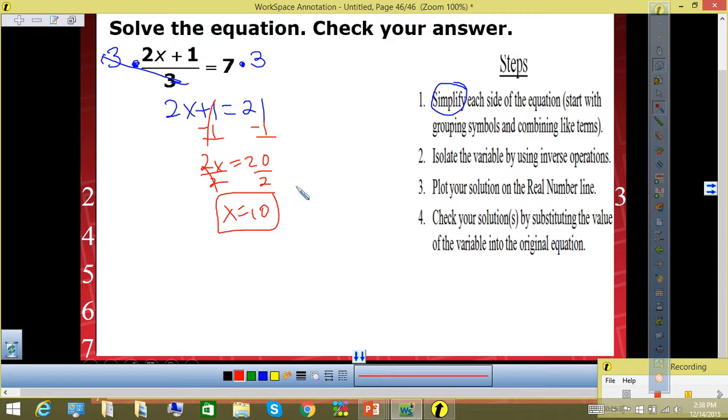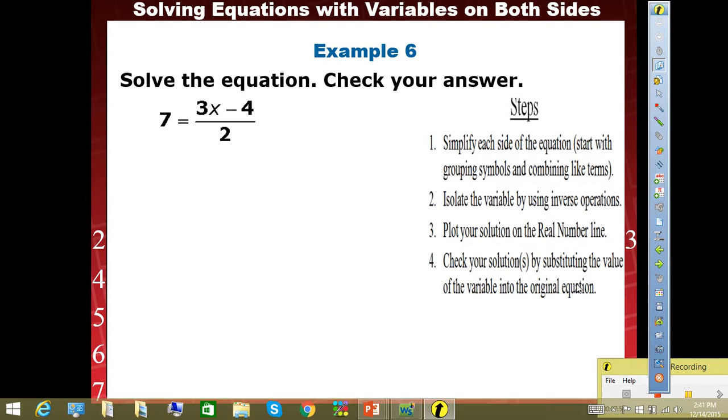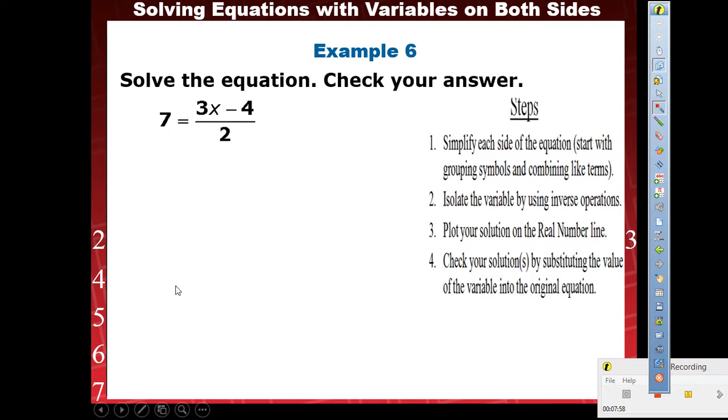All right, do this next one by yourself. You should be able to do the whole thing. Example 6: 7 equals 3x minus 4 over 2. Copy that and solve. Go. Okay, who got 6?